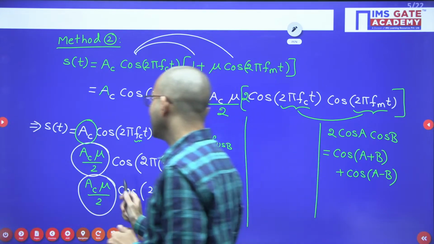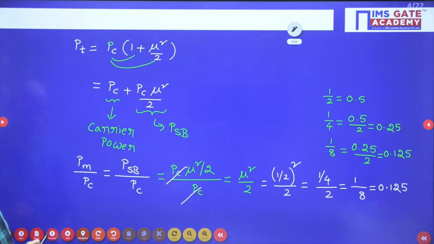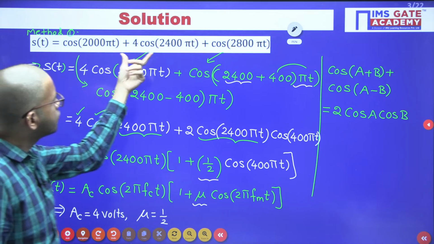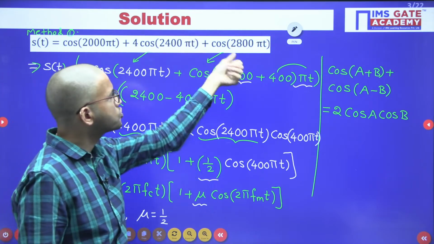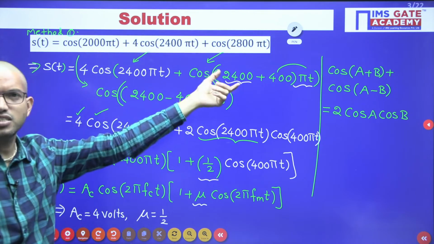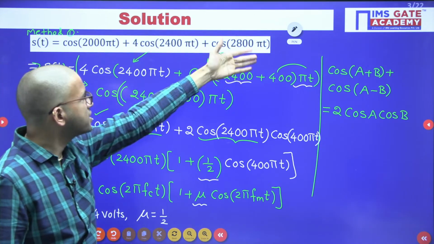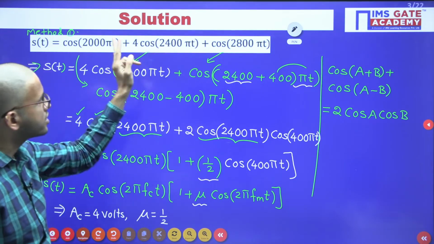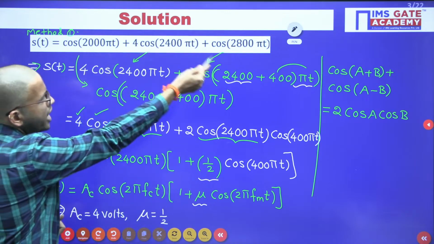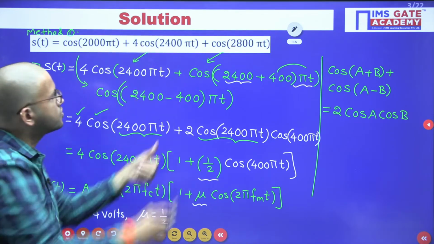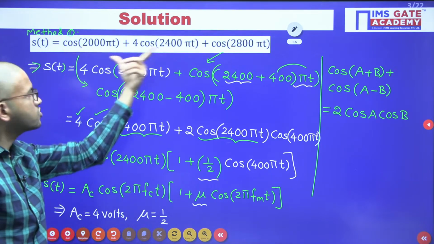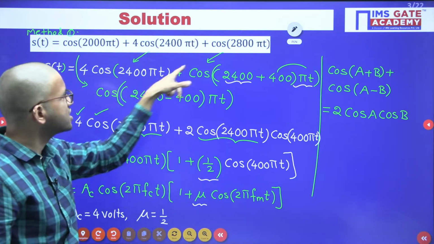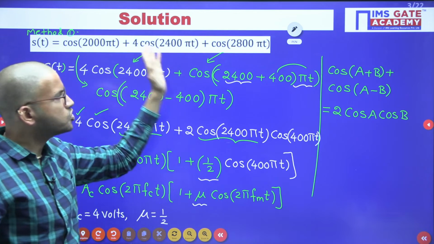Now with this understanding, if you observe the given equation, here you are having cos 2000 pi t, 4 cos 2400 pi t, and cos 2800 pi t. With respect to the frequencies, you can observe 2800 pi t is the upper sideband, 2000 is the lower sideband, and 2400 is the carrier frequency. Or in other words, these 2 are having the same amplitude, yes or no? Here the amplitude is 1, here also the amplitude is 1. So that means the first and third terms are related to the sidebands, whereas the middle term is related to the carrier component. So in that way also you can easily correlate.